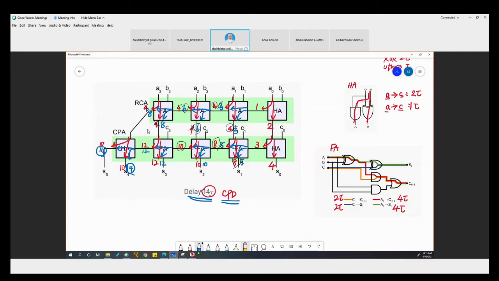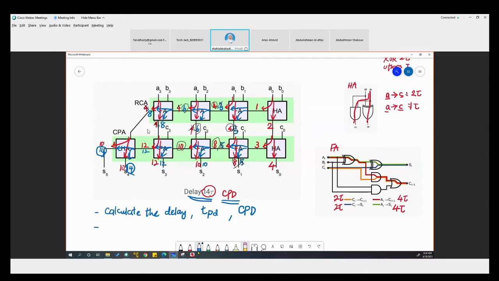If the question says calculate the delay, or maybe it says propagation delay, which the symbol is TP or TPD, sometimes time of propagation delay, or you say calculate the CPD, calculate the critical path delay. So the delay is 14. And this is how we calculate.